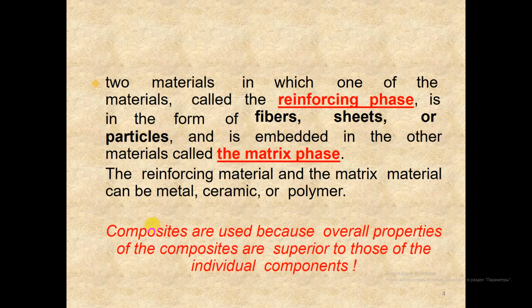Two materials in which one of the materials, called the reinforcing phase, is in the form of fibers, sheets, or particles, and is embedded in the other material, called the matrix phase. The reinforcing materials and the matrix materials can be metal, ceramic, or polymer. Composites are used because the overall properties of the composites are superior to those of the individual components.